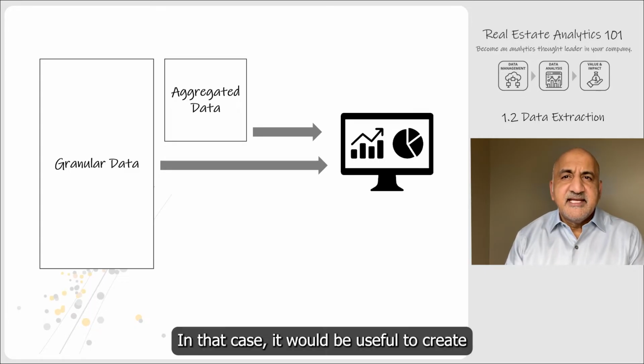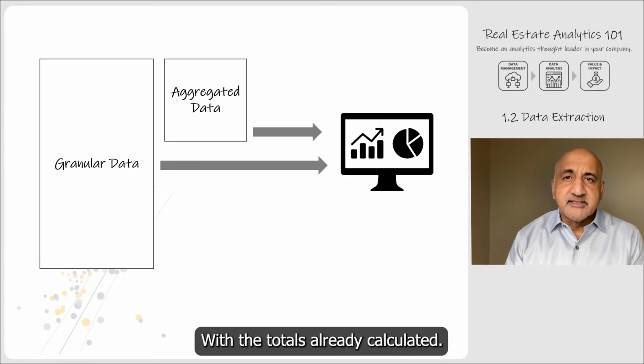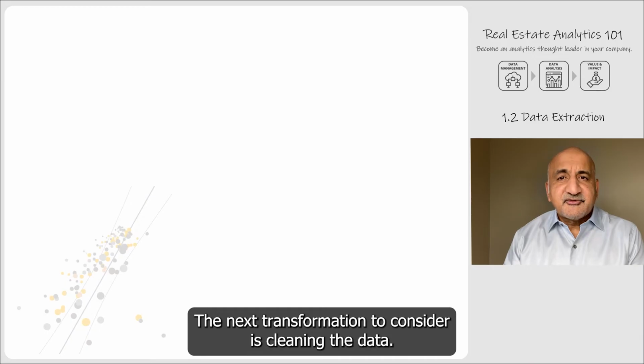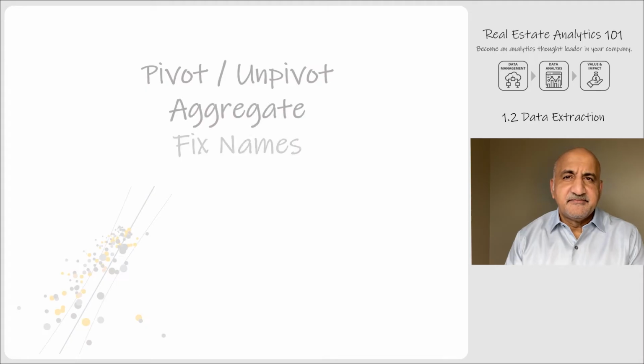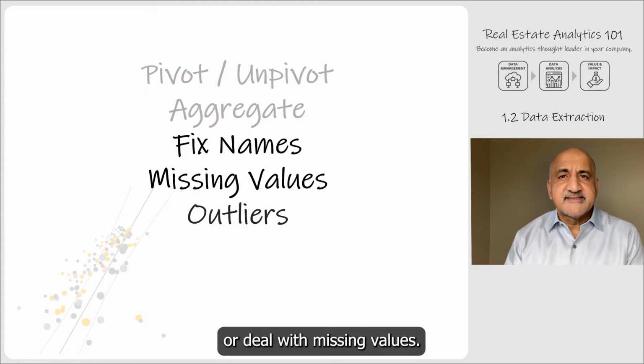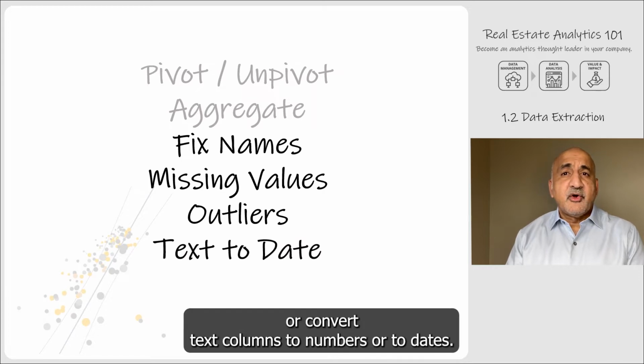In that case, it would be useful to create another file that contains one row for each property with the totals already calculated. The next transformation to consider is cleaning the data. That is, you might have to fix property names, or deal with missing values, deal with outliers, or convert text columns to numbers or to dates.